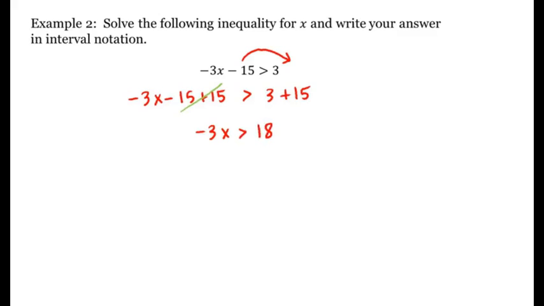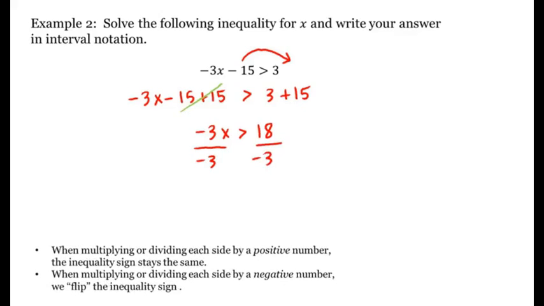And now let's divide both sides by -3. However, remember that when we divide both sides of an inequality by a negative number, we have to flip this inequality sign. That is, we need to flip the greater than and make it a less than. So we get x is less than -6.